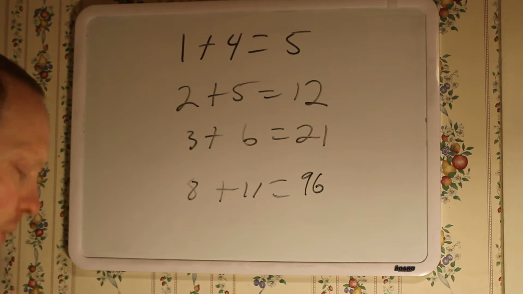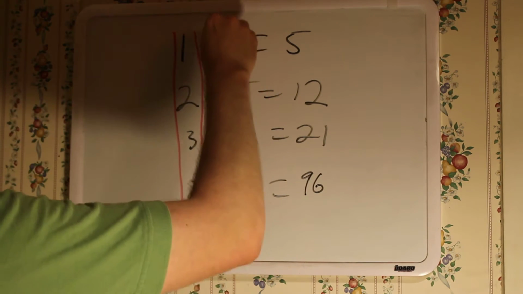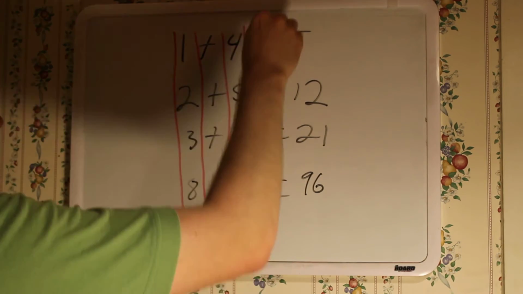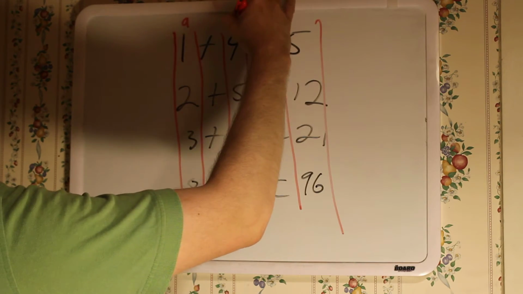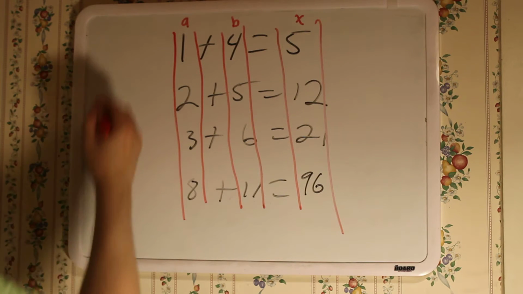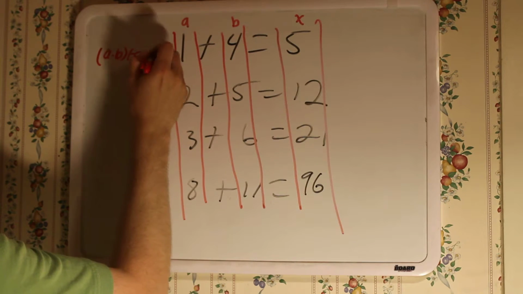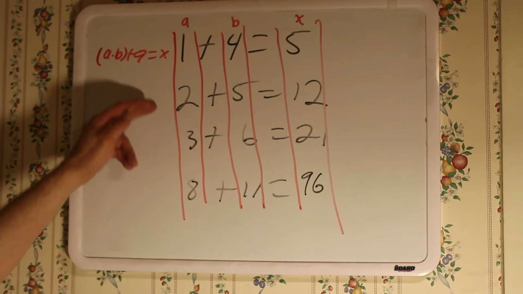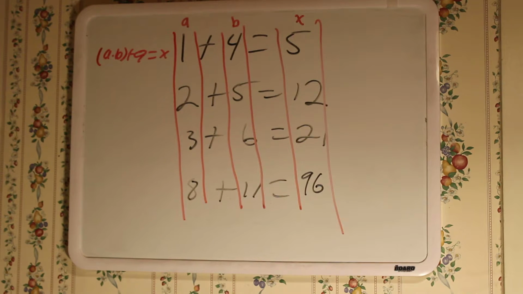So, what we're going to do here to look at our patterns, we're going to divide our numbers into 3 columns. Okay, we're going to call this column A, this column B, and we're going to call our answers X. So you look and you find there's this pattern of A times B plus A equals X. And you can see that this pattern holds for all these numbers. And this, again, part 1 is just a quick, easy, simple explanation of how I got to 96.